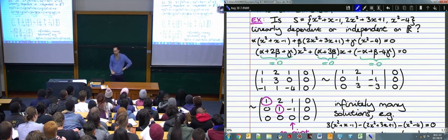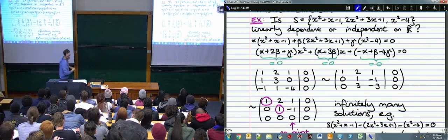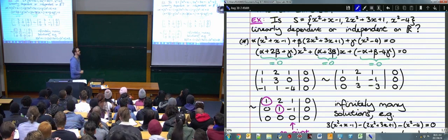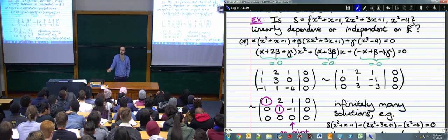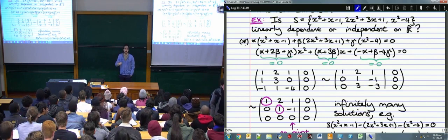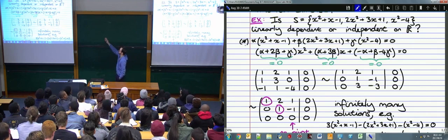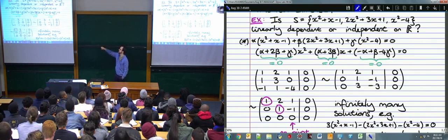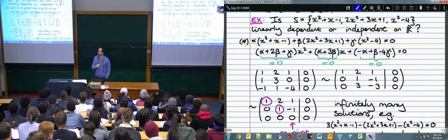Okay, so what we're trying to do here is we are interested in this expression up here, let's call it star. We're interested in the solutions to that equation star. We've got alpha times the first vector plus beta times the second vector plus gamma times the third vector. And the question we're asking is, are there solutions other than just alpha equals beta equals gamma equals 0? Obviously, if you set alpha equals beta equals gamma equals 0, that must hold because you get 0 plus 0 plus 0 is equal to 0, which is great. But we want to know if there are other solutions.